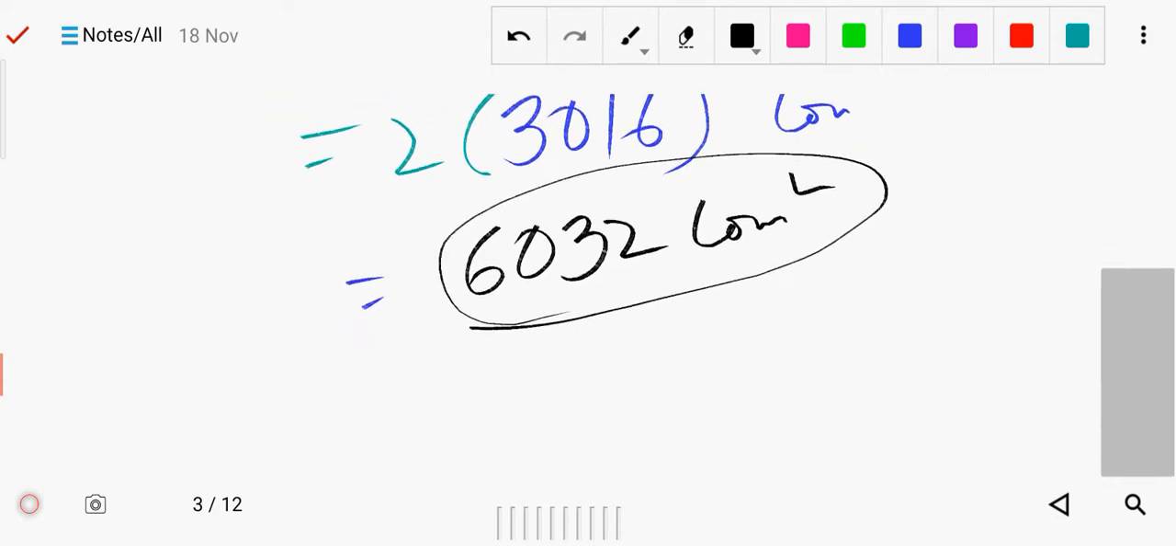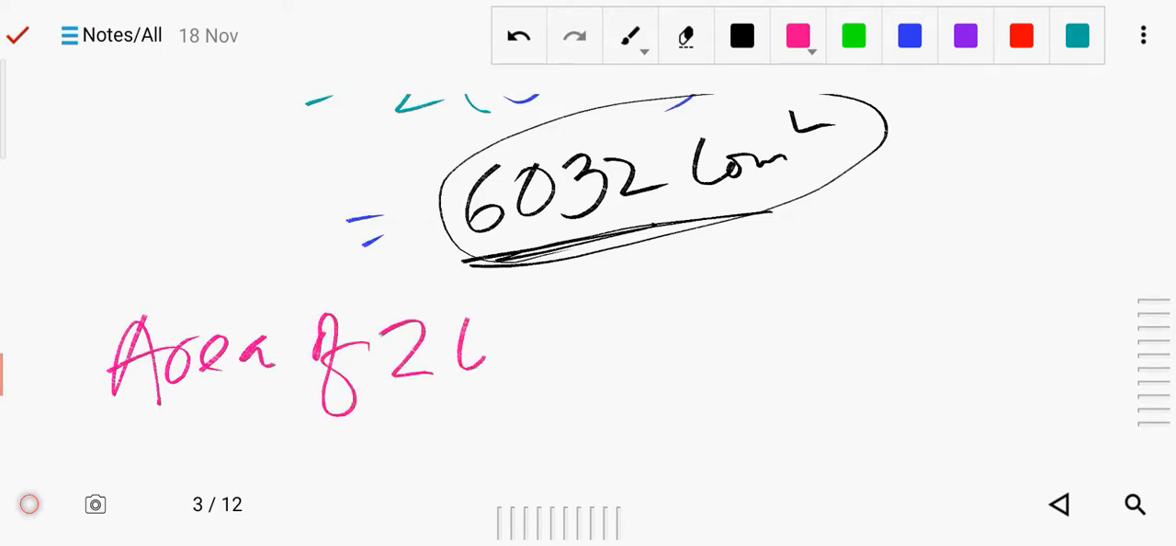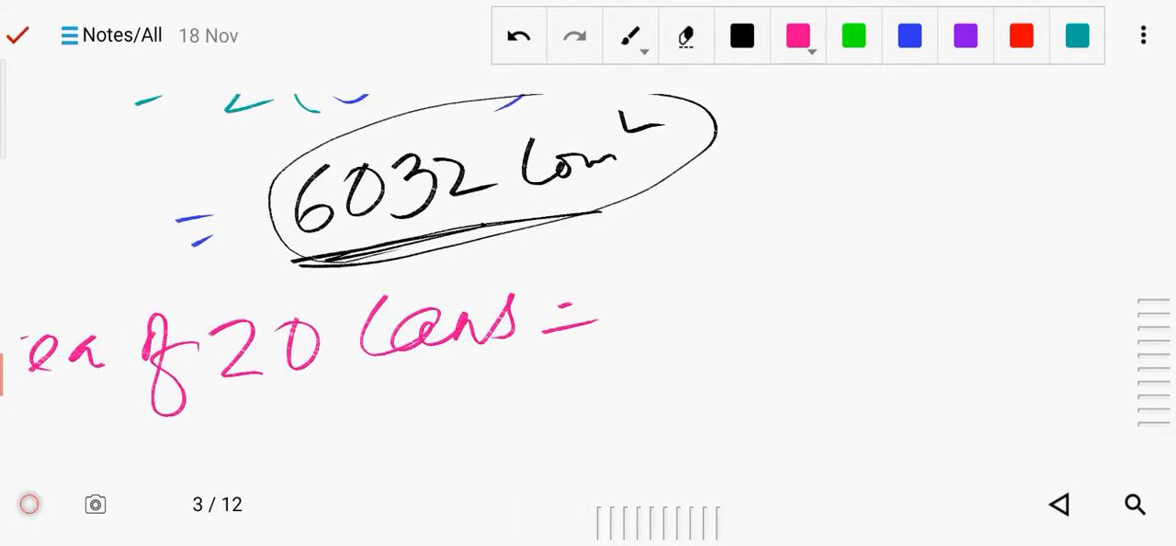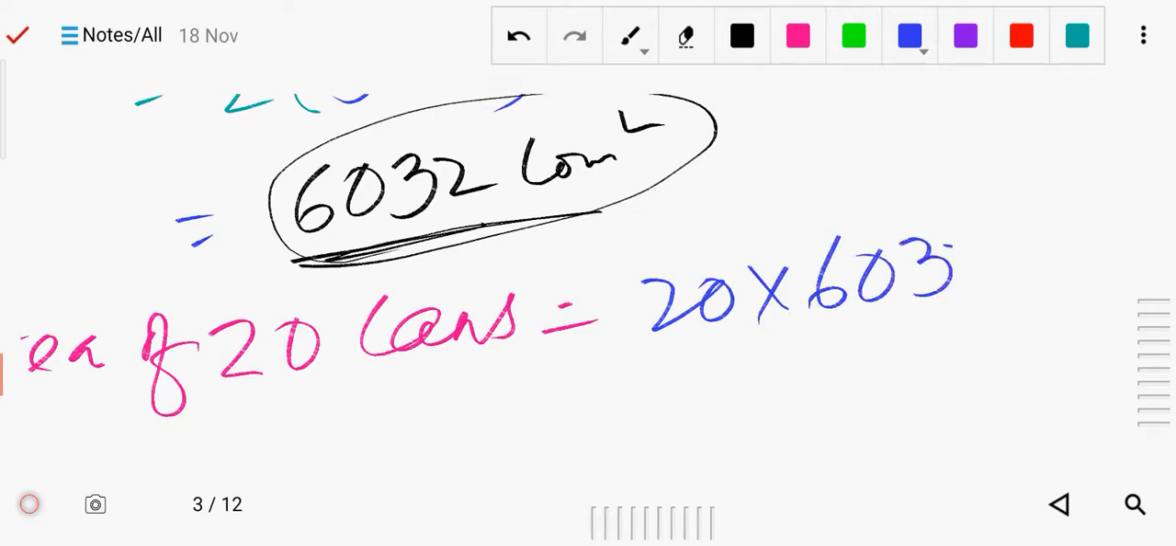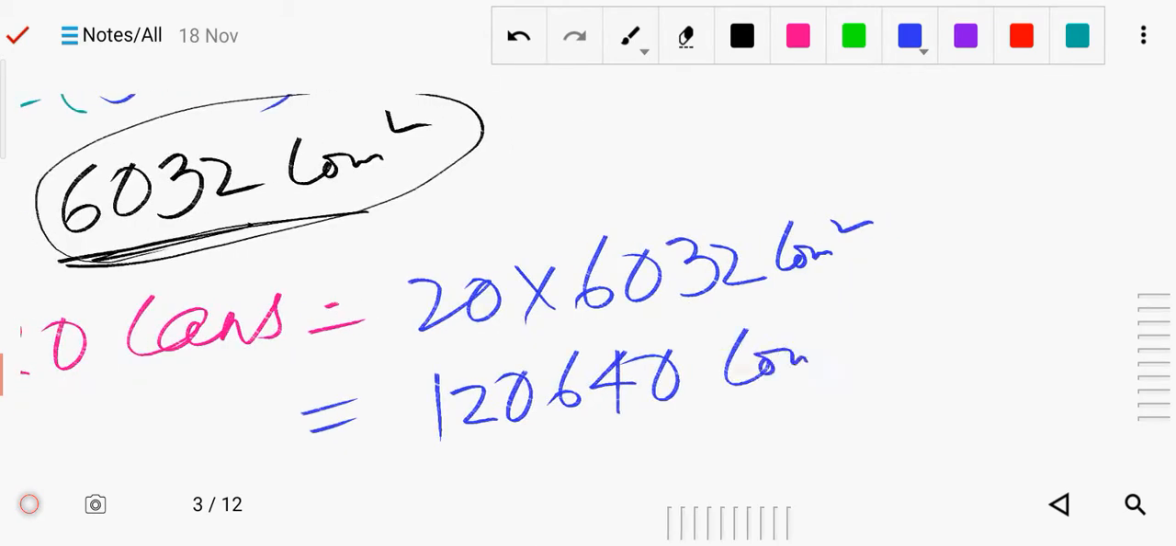Now how many such cans do we have to make? We have to find the total area, because we have to make 20 such cans. So first of all we have to find the area of 20 cans. So what will be the area of 20 cans? We multiply 20 into 6032 centimeter square. This is the area of 20 cans.